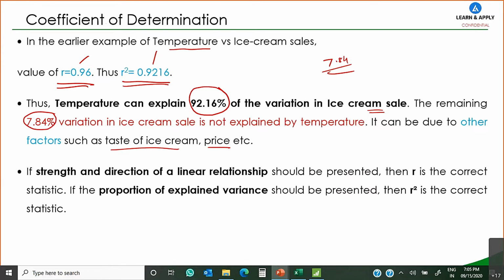Now, in short, if you want to see the strength and direction of the linear relationship between the two variables, we must consider R. R is the statistic which indicates what kind of relationship is present, whether an increase in one factor comes with an increase in another factor, or with a decrease in another factor. For that purpose we require R, the strength and direction of the linear relationship. If you want to present the proportion of explained variance, that is, how much of the variation in one factor is explained by the other factor, then we have to consider the R square value. Okay?